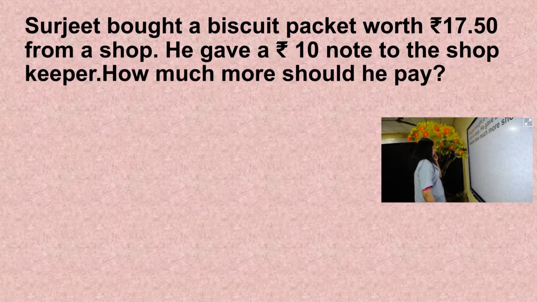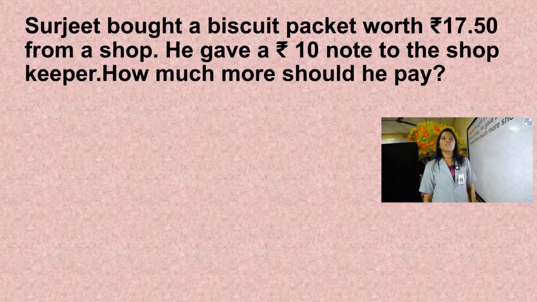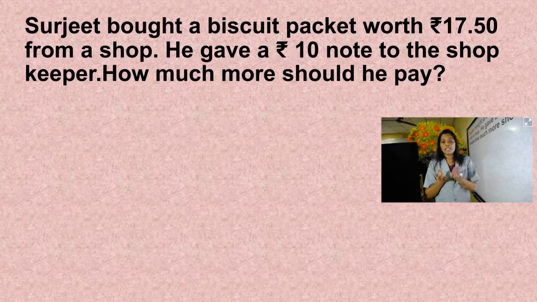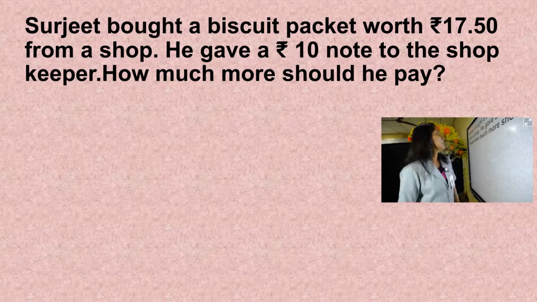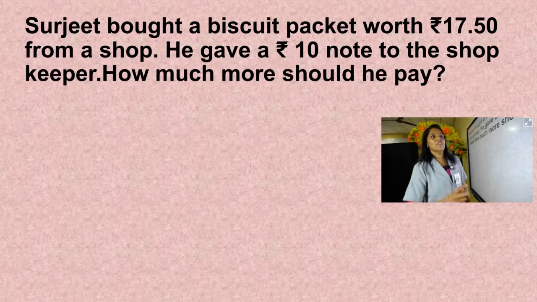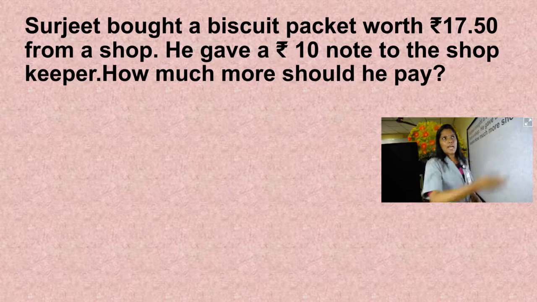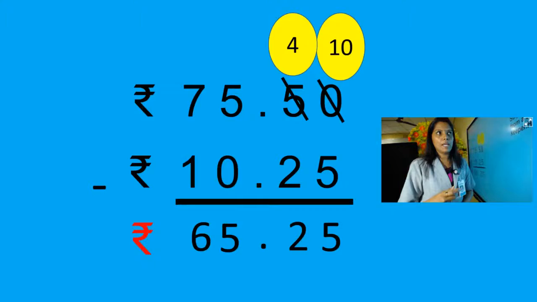Once again I'll read. Sarjit bought a biscuit packet worth rupees 17 and 50 paise. This is the amount of the biscuit. And how much did he give to the shopkeeper? First he gave a 10 rupee note. And he is confused about how much more he should pay. You know that the biscuit amount is 17 rupees and 50 paise.